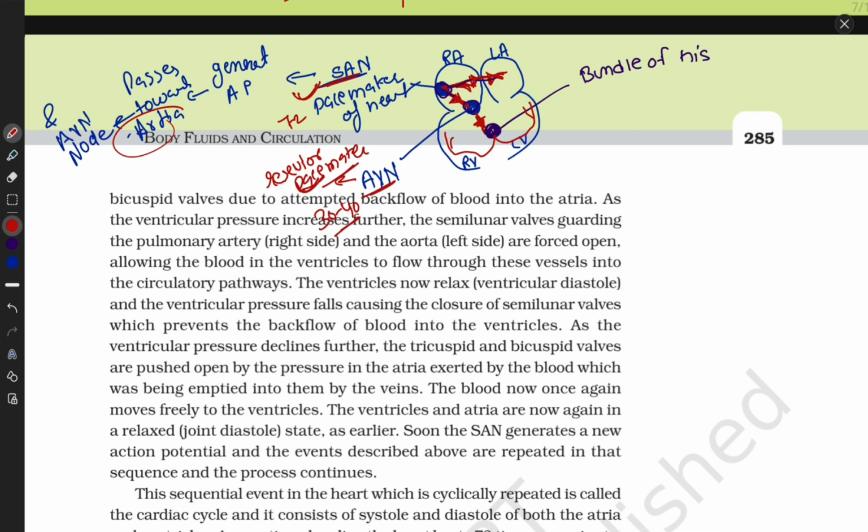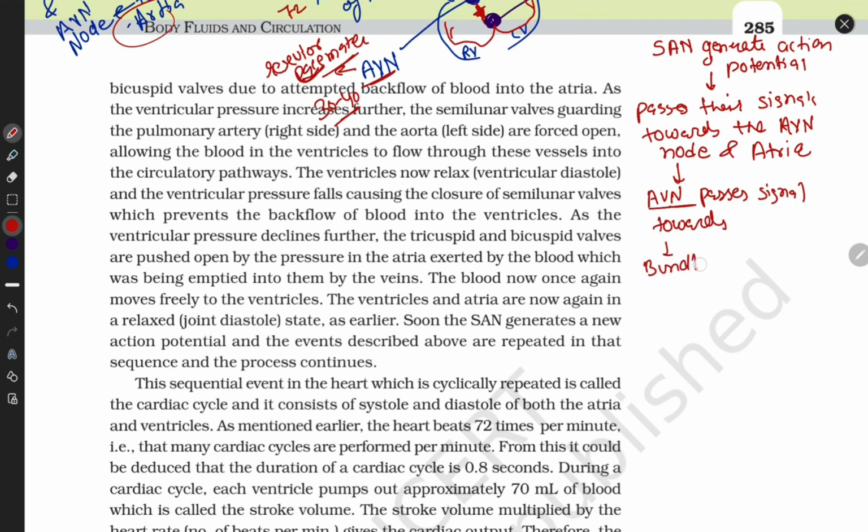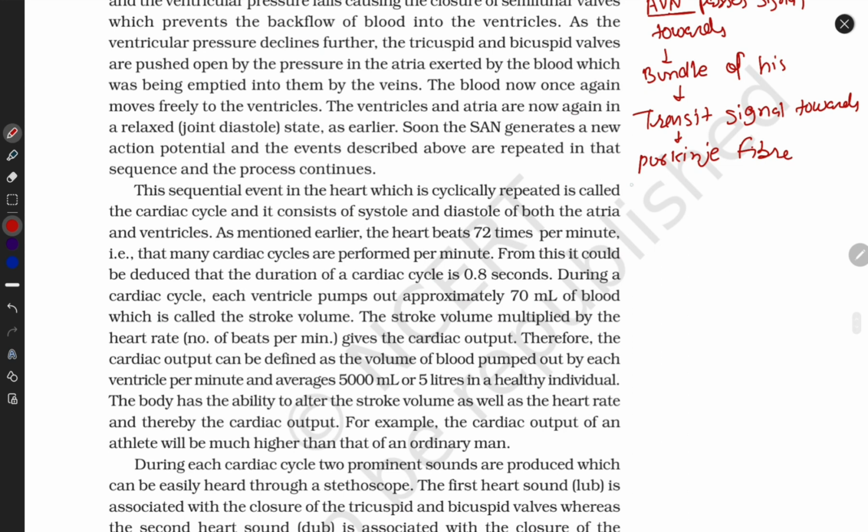I'm writing a chart here. Look here very clearly. The SAN generates action potential. They pass their signal towards the AVN node and the atria side. The AVN node passes the signal towards where? The bundle of His, and the bundle of His transmits the signal towards where? The Purkinje fibers. I'm giving you a chart. Remember this and you can solve every kind of question related to the cardiac cycle. This is important and exam oriented.